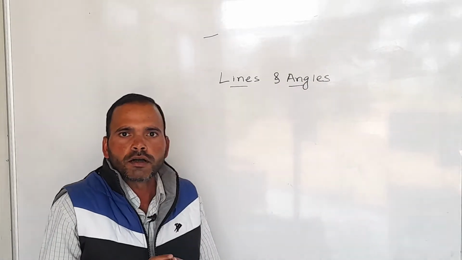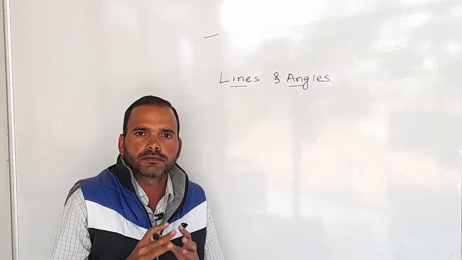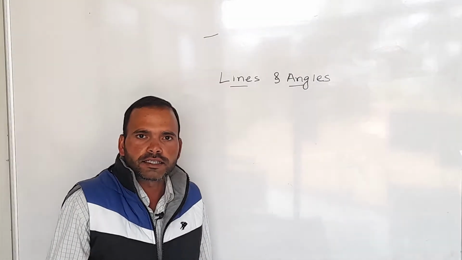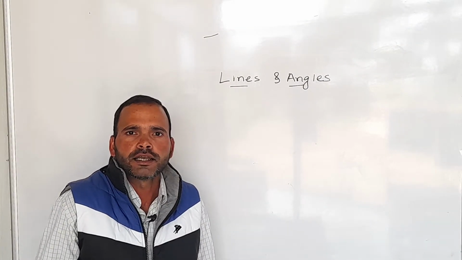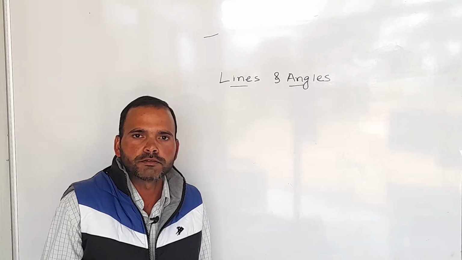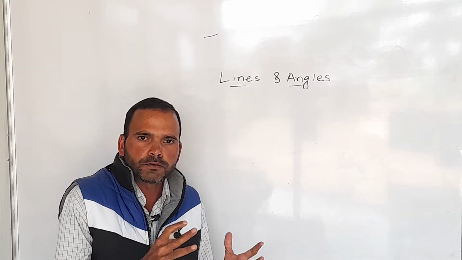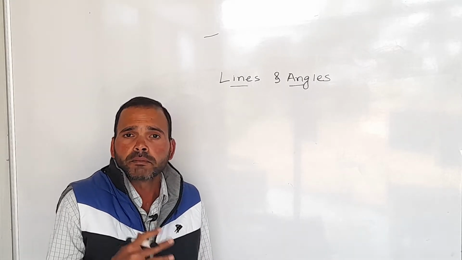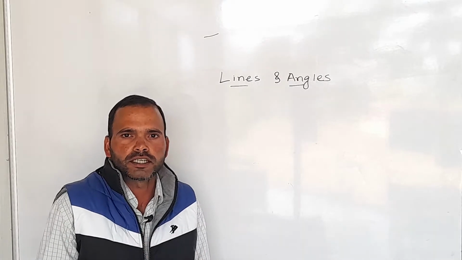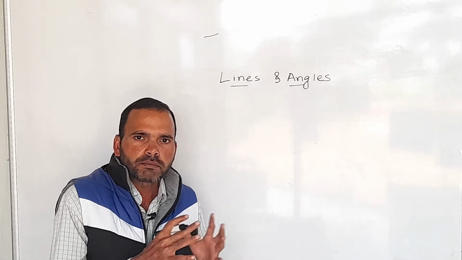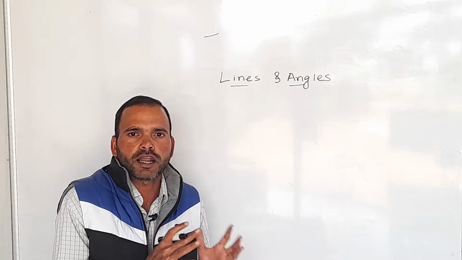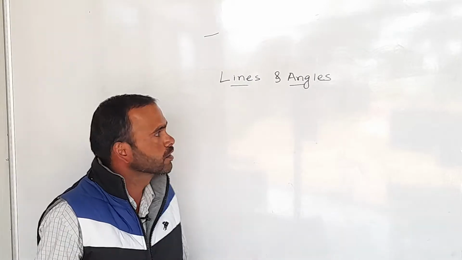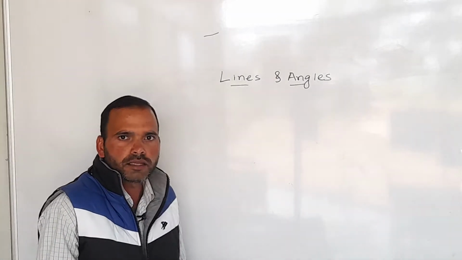Now, in day-to-day life, we come across many different examples where we need the concept of lines and angles. What are those day-to-day examples? Like when we go on the playground, we play different games. Some of you may play badminton, some cricket, some volleyball and many other games. Those games are played on courts, and those courts are marked with segments of lines. That's why understanding the concept of lines and angles is very important.